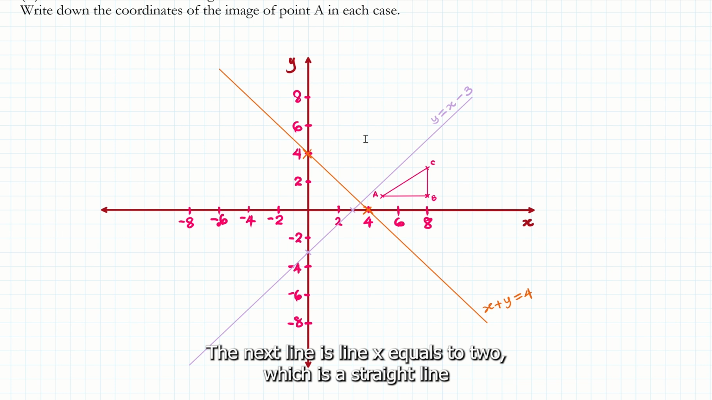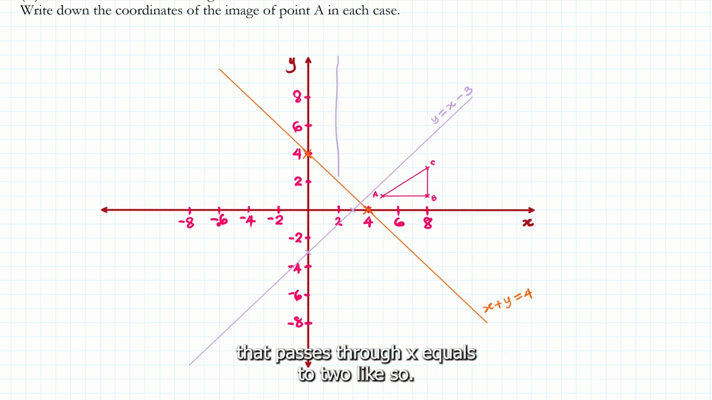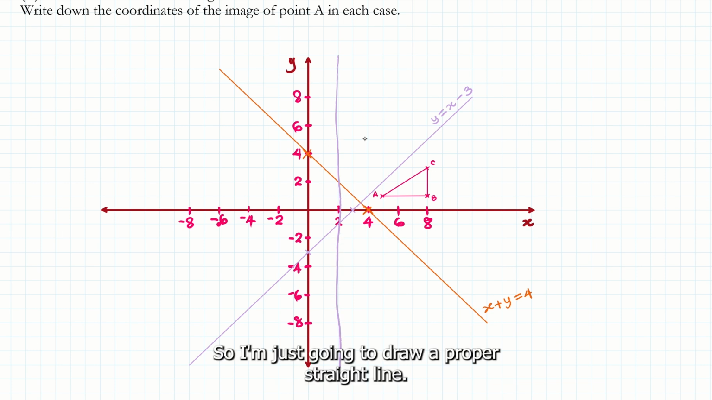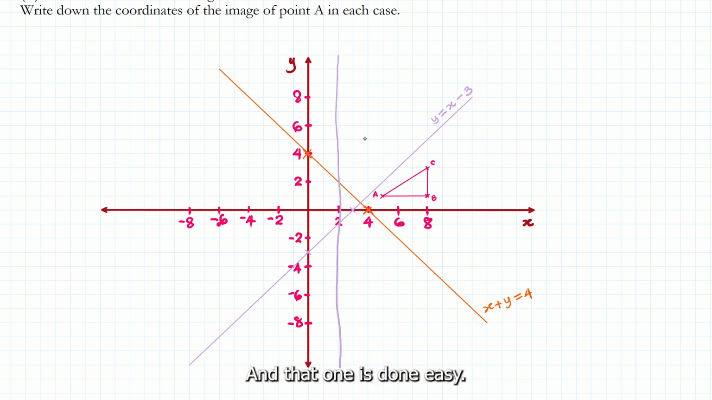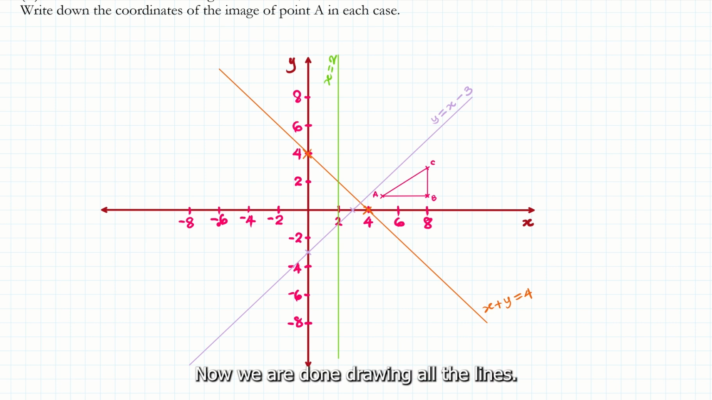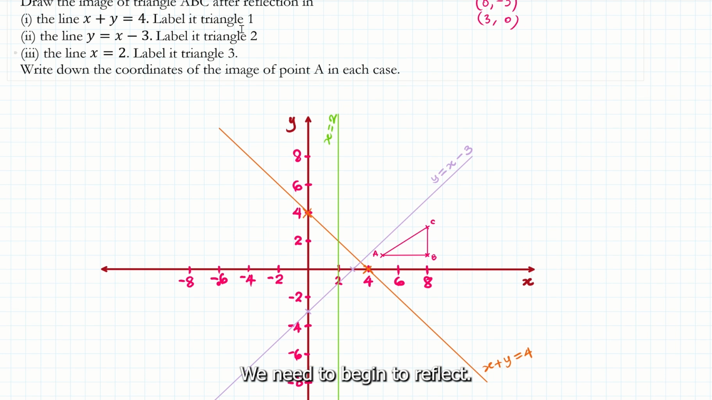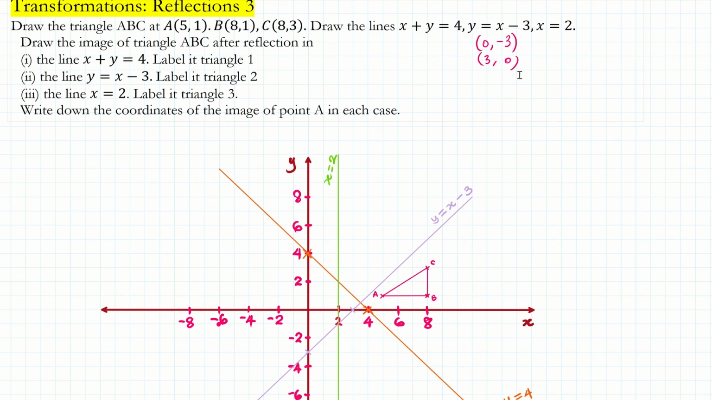The next line is x equals 2, which is the straight line that passes through x equals 2, like so. So I'm just going to draw a proper straight line, and that one is done. Easy. Okay, so this is x equals 2. Now we are done drawing all the lines. We need to begin to reflect.